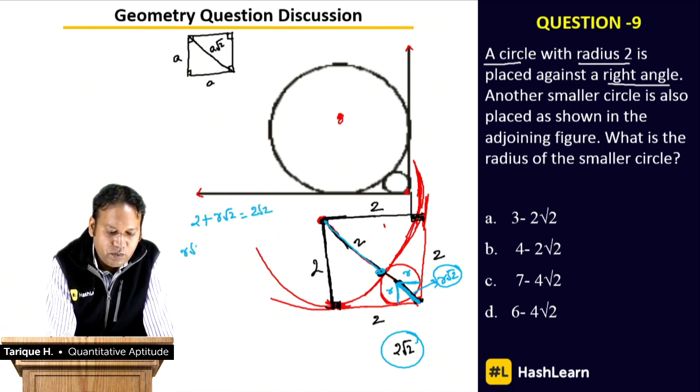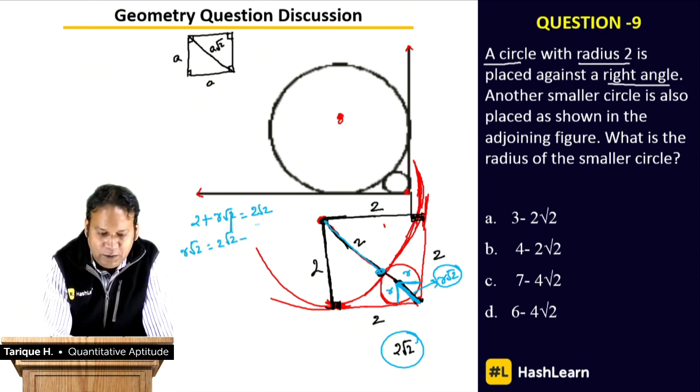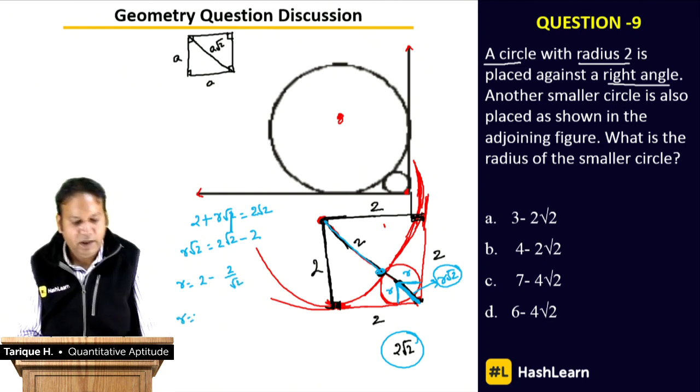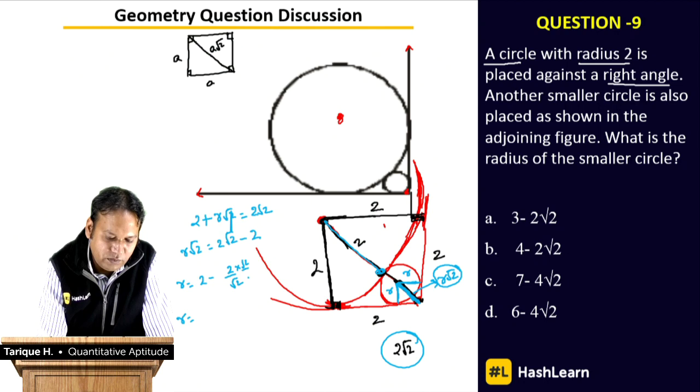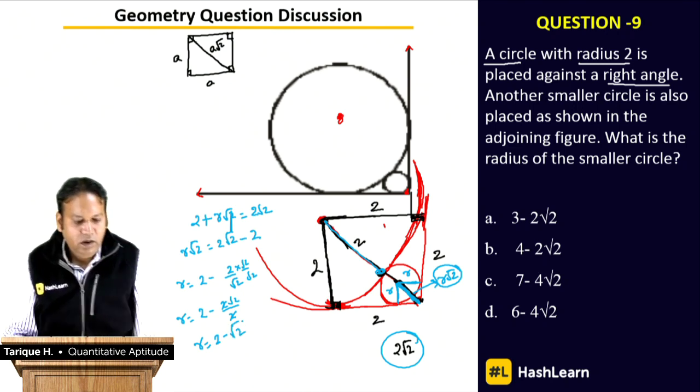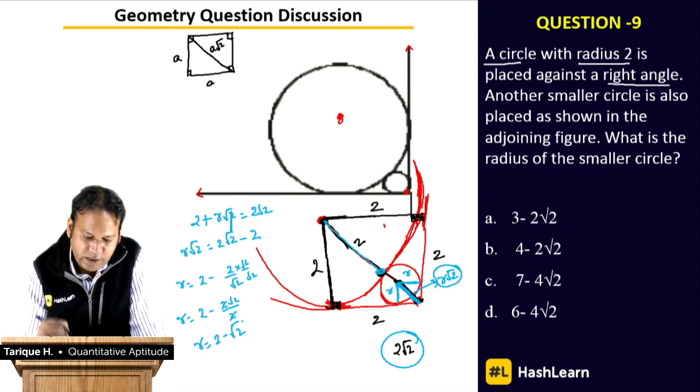So r root 2 is equal to 2 root 2 minus 2, and r is equal to 2 minus 2 by root 2. If you multiply root 2 above and below, you multiply root 2 and root 2, so we get 2 minus 2 root 2 by 2, or r equal to 2 minus root 2. Okay, so let's see this once again.